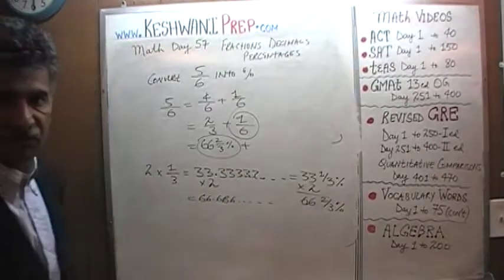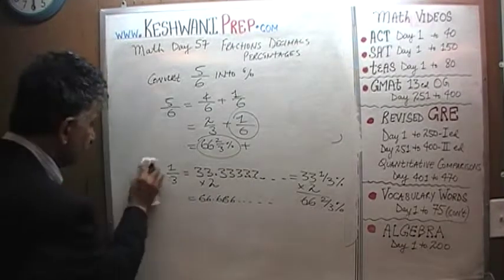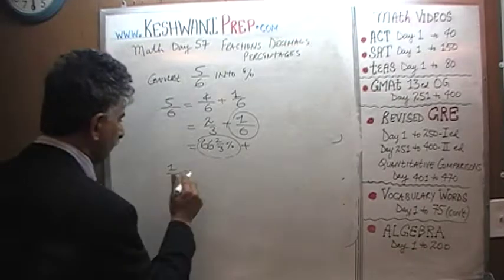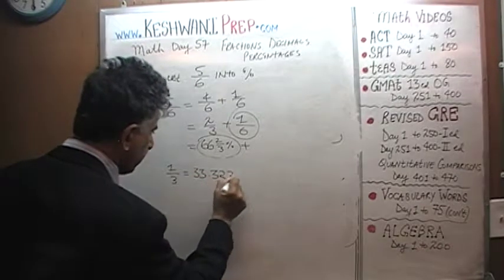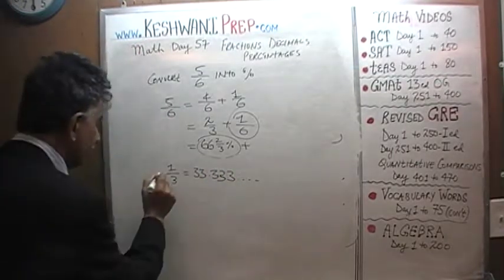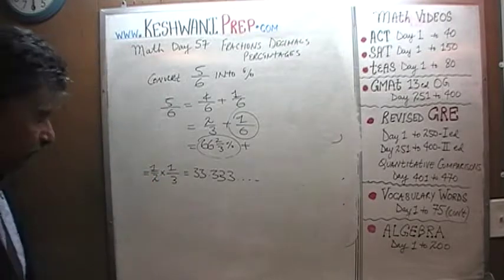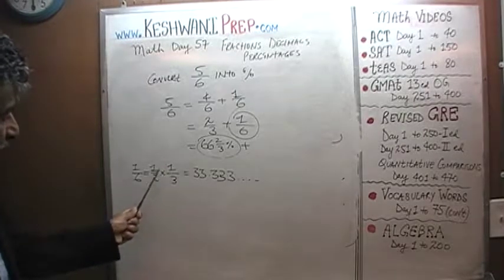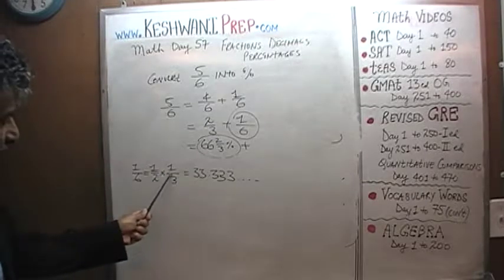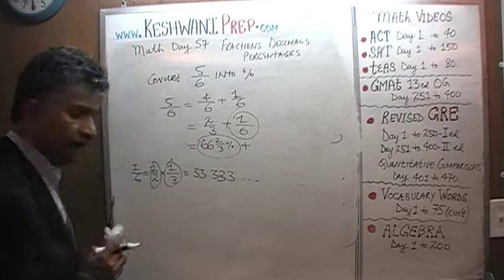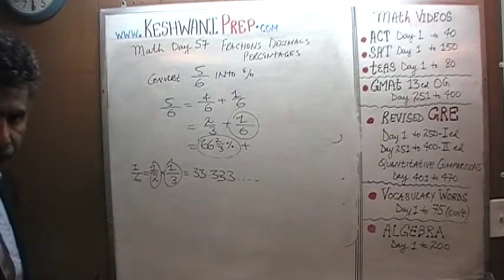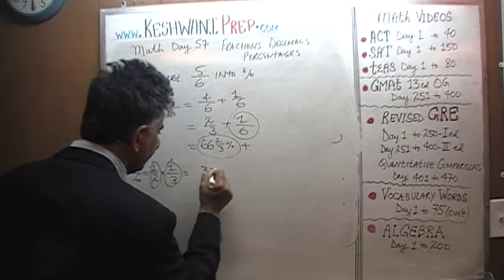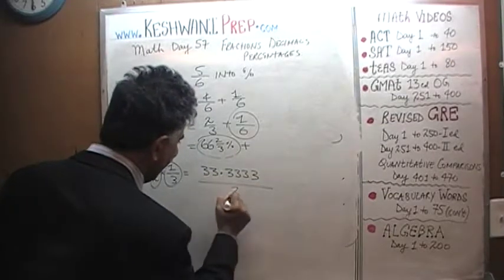What about 1/6? 1/6 is a tricky one. So watch what happens. 1/6, that you know is simply 1/2 of a third. 1/2 times 1/3: 1 times 1 is 1, and 2 times 3 is 6. As you can see, if you have 1/3, and you take 1/2 of it, 1/2 of 1/3 is 1/6. So 1/6 has got to be 1/2 of this amount, 33.3333, 1/2 of that amount.